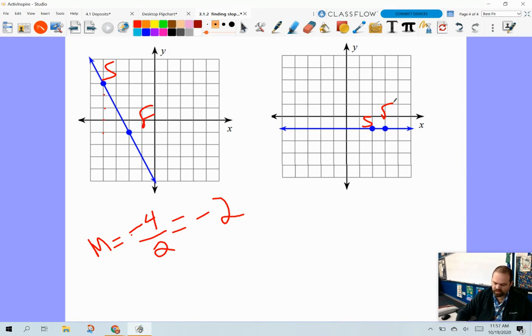All right, last one, start and finish. I'm starting here. I'm going to count down 0 units. And then 1 unit to the right. Okay, that does exist. That has a value of 0. The slope is 0.